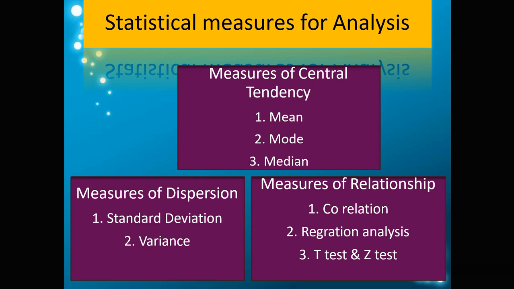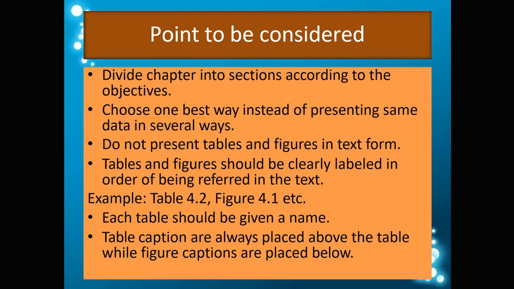There could be lots of measures which could be used, like measures of central tendency. They could use mean, median, mode, and then measures of dispersion, standard deviation and variance could be used. For measures of relationship, correlation, regression analysis, t-test, z-test, and other tests could be included. It will depend on what is the main objective of your study. On the basis of that objective, the measures will be used.